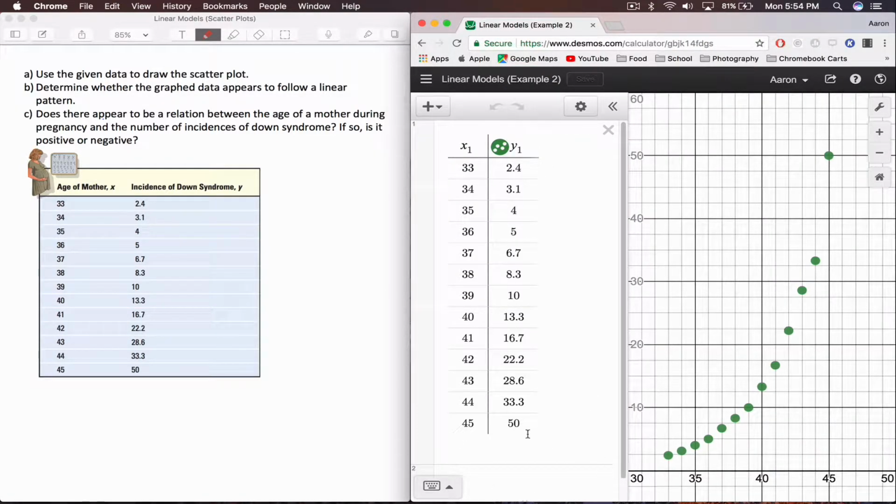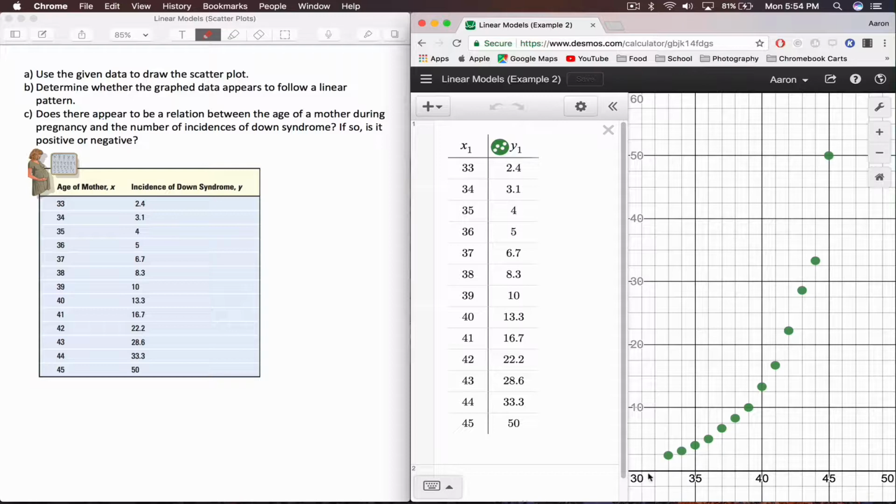Okay, so now I have my data here in Desmos, and you can see here are my X values. Those are the ages of the mother, and then the Y values are the incidences of Down syndrome. So you can see pretty clearly that these points in green are not following a linear pattern. They seem to curve, but they do seem like there's some sort of relationship.